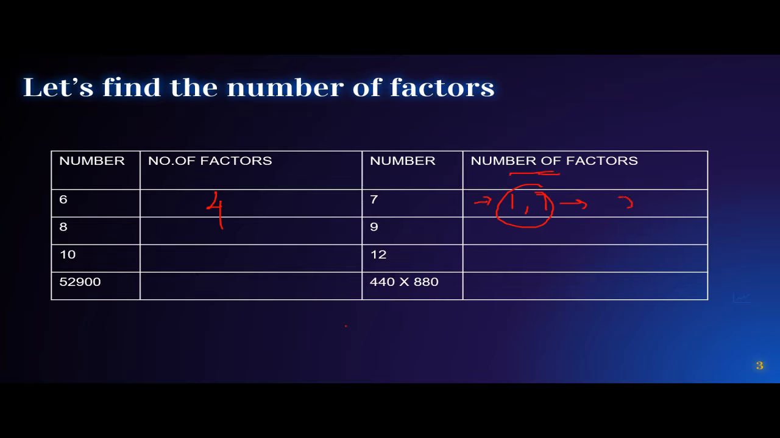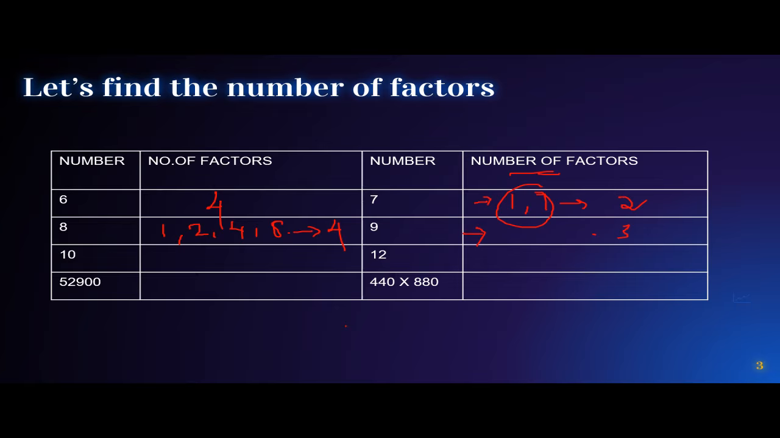In the same way, let's find the number of factors for 8. At least in the initial stages, just to understand, I'm writing the factors also. The factors of 8 are 1, then 2, then 4, and then 8. So the total number of factors is 4. In the same way, let's write the number of factors for 9. The number of factors of 9 will be, of course, yes, you are right, it is 3. The number of factors for any square number will definitely be an odd number. This is a very important point to be noted.